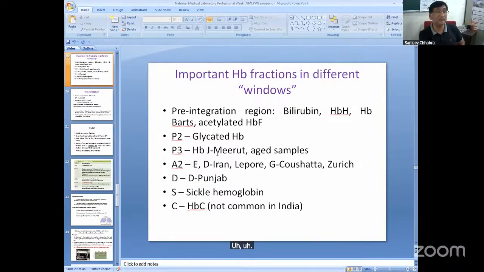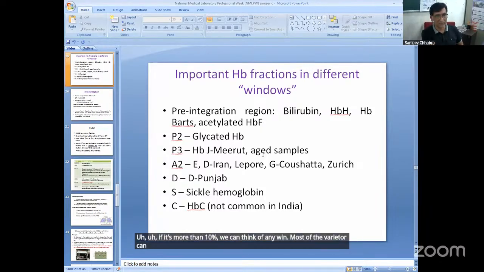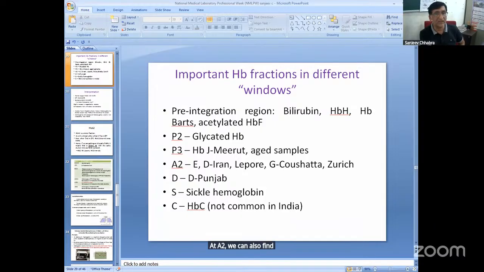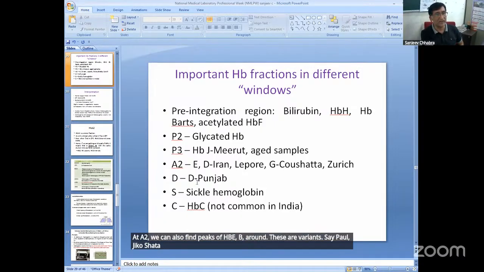If it's more than 10%, we can think of a variant. Most of the time, HbH mirrored or can be found in HbA2 samples. In A2, we can also find peaks of HbE, D Iran. These are all variants: Shepherd's Bush, Jikoshata, Zurich, all they add D, mostly it's a D Punjab. Then S, Q and C are not so common.